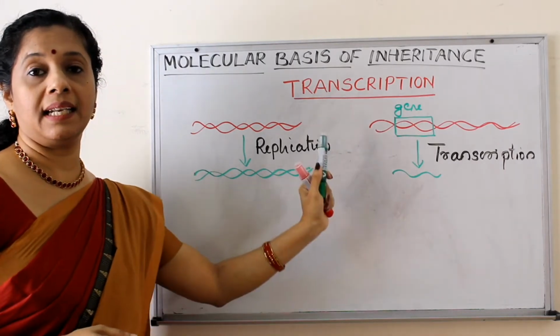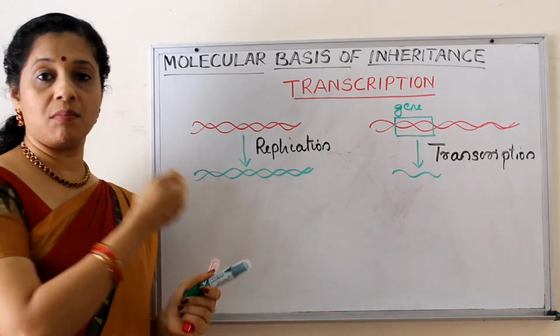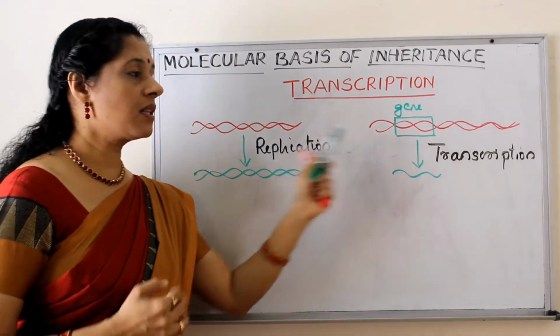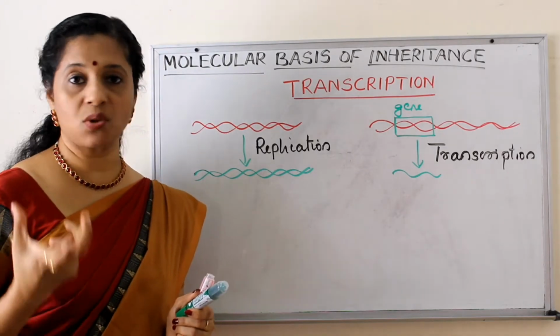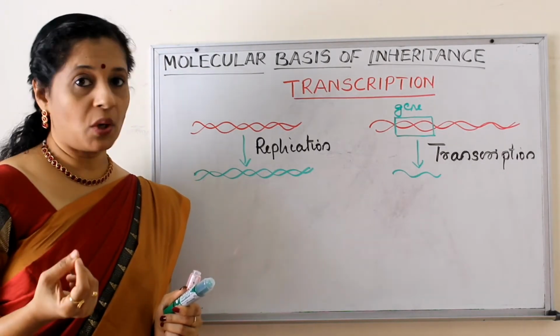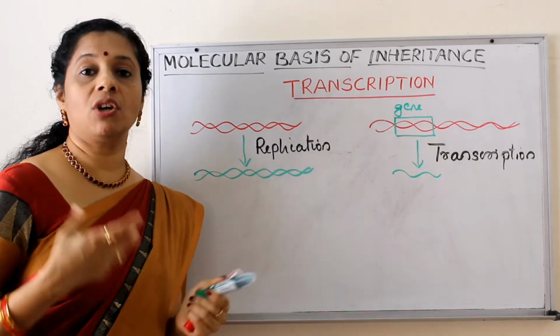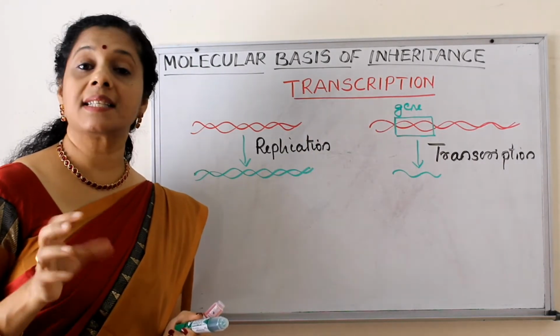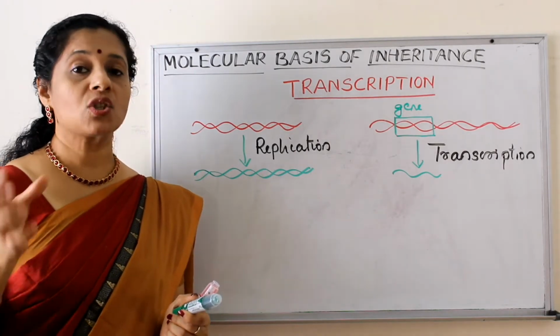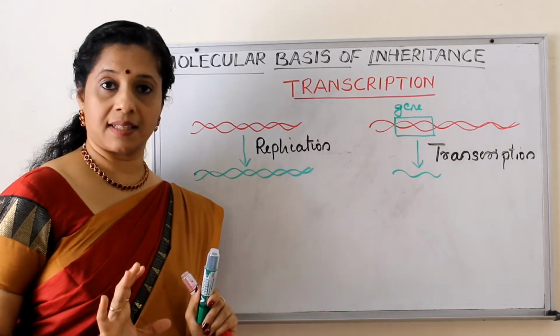The whole DNA is being replicated, whereas only a part of the DNA called a gene will be transcribed. That is one difference. Hope you understood. For example, if this is a gene coding for salivary amylase. Salivary amylase is an enzyme. Enzyme means what? Basically proteins. So only that gene needs to be transcribed.